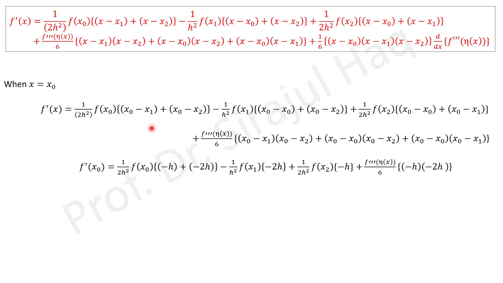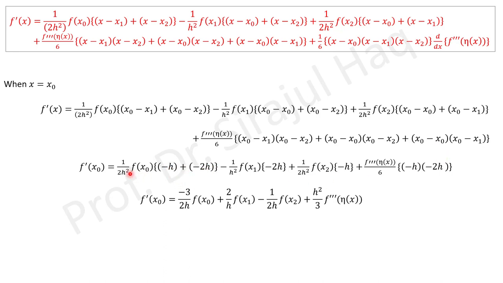X naught minus x1 is equal to minus h, x naught minus x2 is minus 2h. This is 0, x naught minus x2 is minus 2h. This is 0, x naught minus x1 is minus h. Minus h, minus 2h, and the rest of the two terms are 0. And if we simplify this one, we get the formula at x is equal to x naught.